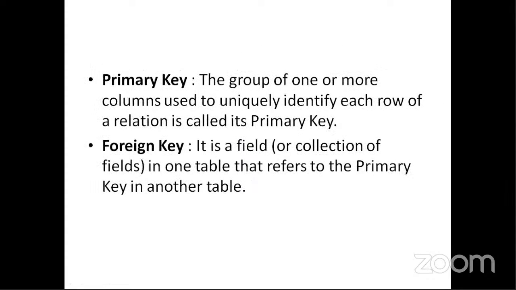Next, we will see the two types of keys, the primary key and the foreign key. What is a primary key? It is the group of one or more columns used to uniquely identify each row of a relation, and it is called its primary key. And what is a foreign key? It is a field or collection of fields in one table that refers to the primary key in another table. We will see examples next.